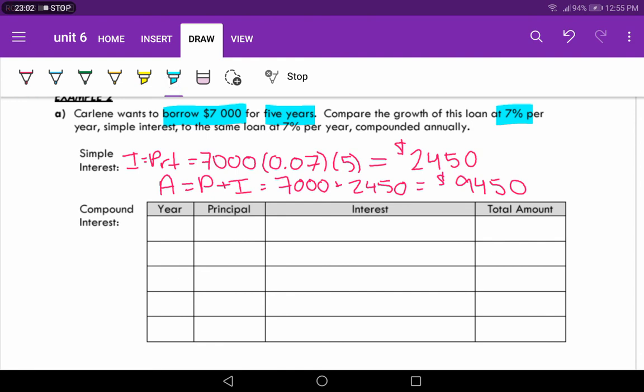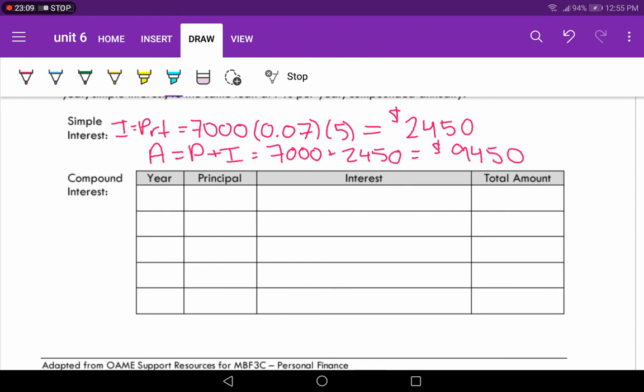Okay, let's see if it's any different if we use compounded interest. So again, we're doing it per year. So after the first year, our principal is $7,000, right? That's how much we borrowed. To figure out the interest, we're going to multiply that by our percent and the year, which is just 1 year, which means we make $490 in interest.